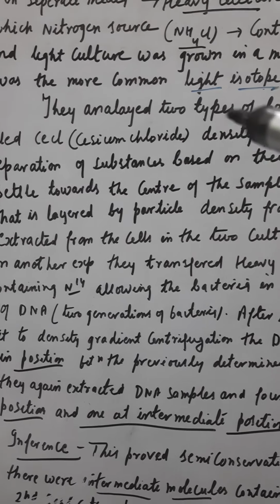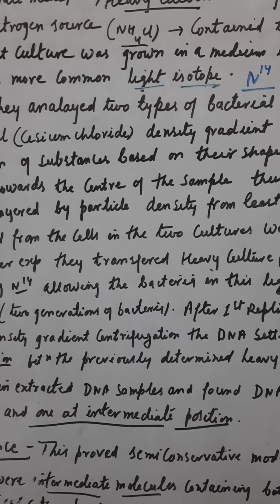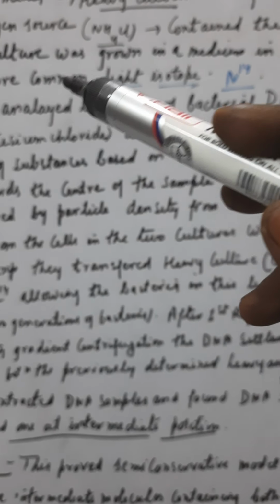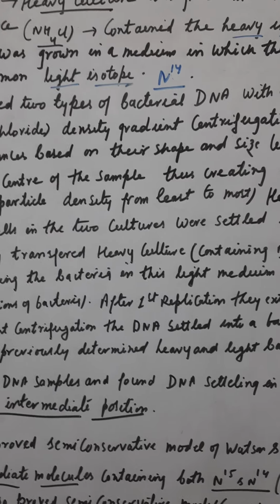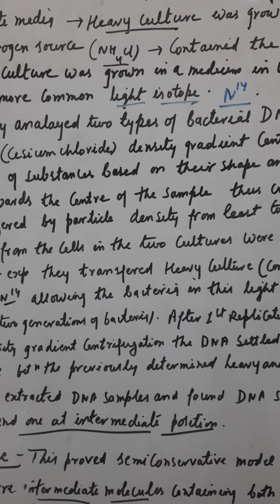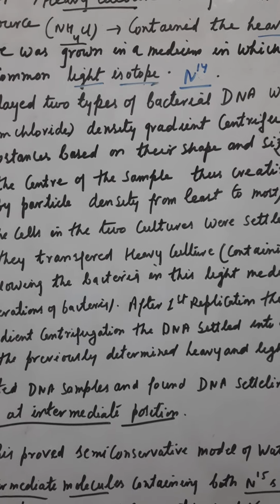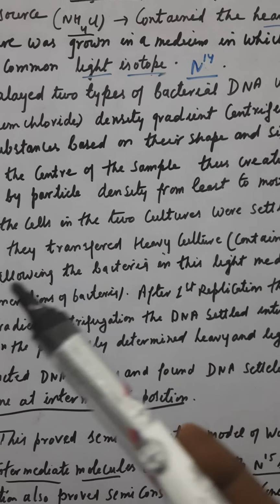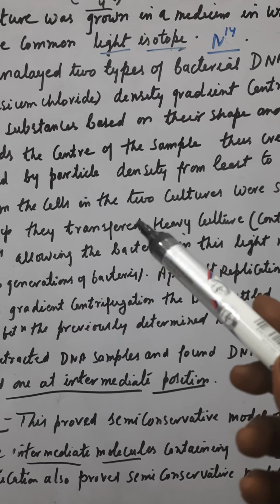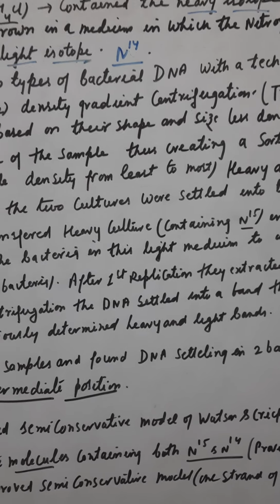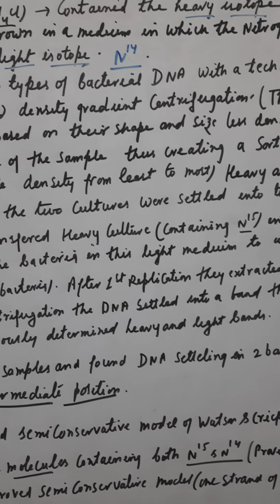Now they analyzed two types of bacterial DNA with a technique called cesium chloride density gradient centrifugation. By this technique, the analysis of DNA was done. Heavy and light DNA extracted from the cells in the two cultures settled in two distinct bands.